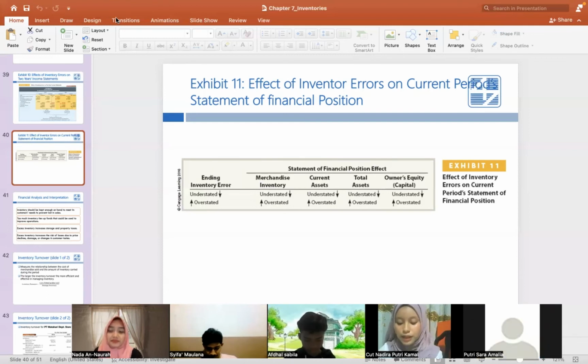And in the merchandise inventory, the first one is understated and the second one is overstated. And in the current assets, the first one is understated and then goes back overstated. The total assets are understated and then go back overstated. And the owner's equity or capital, the first one is understated and then the next one is overstated. Okay, next.